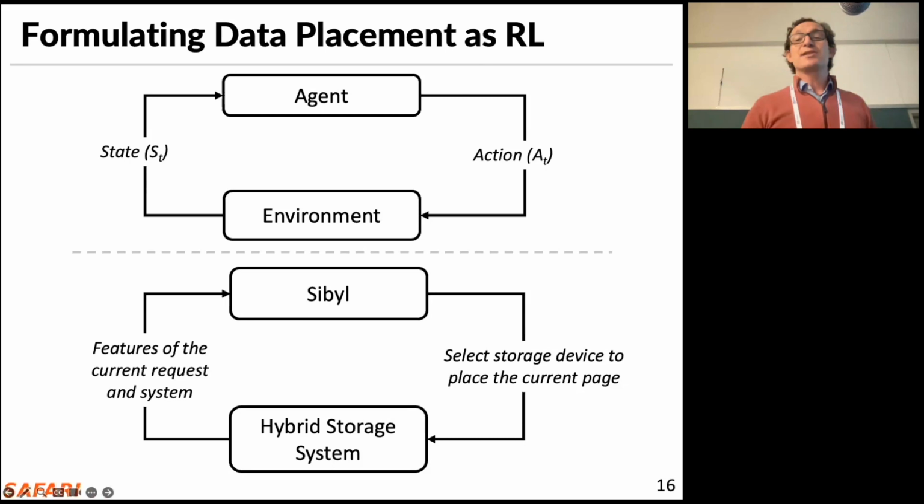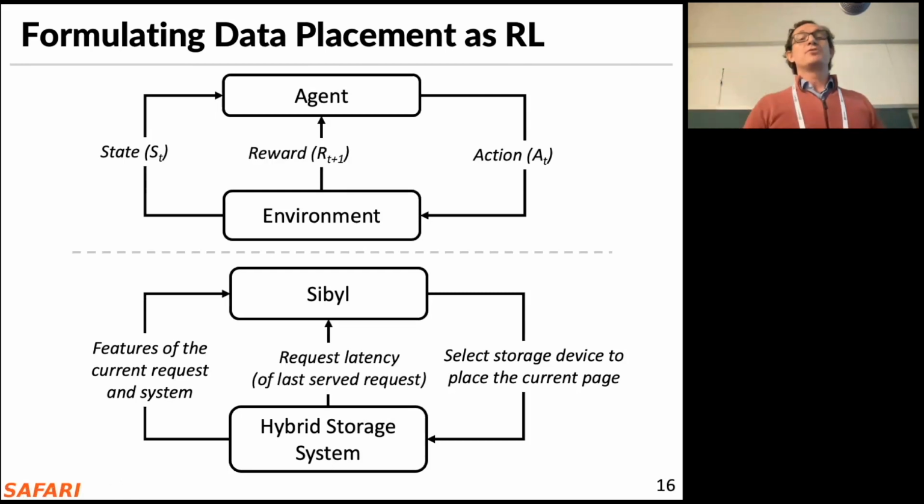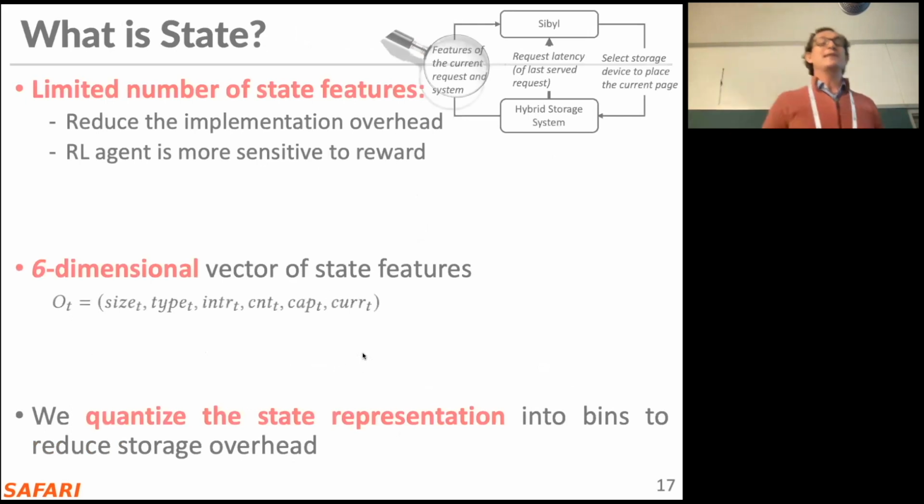And then the action is to select the storage device to place the current page that you're trying to access or allocate. And then we observe a reward. Formulation of the reward is very important in reinforcement learning systems. In this case, we use request latency as a reward of the last served request because it encapsulates a lot of things in the storage system. But this is a subject that really needs to be studied in the future, we believe. So let's take a look at these three components.